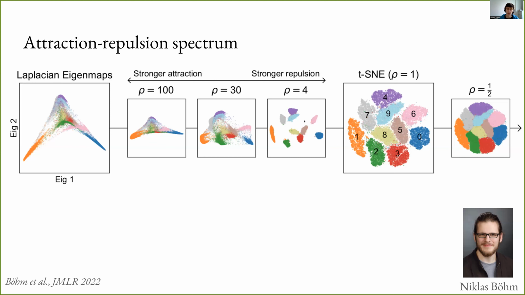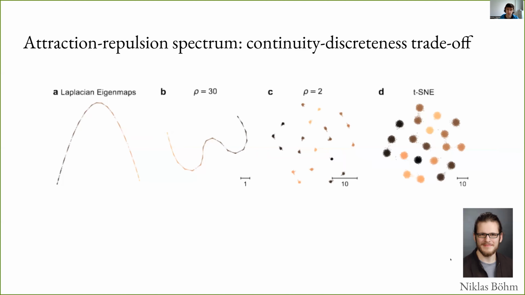And then we quantified across a whole bunch of data sets that this spectrum is meaningful. This is the work of my student Nick. This spectrum is meaningful because if your data have some continuous structure in it, so this is just to illustrate a simulated data set that looks like a necklace.